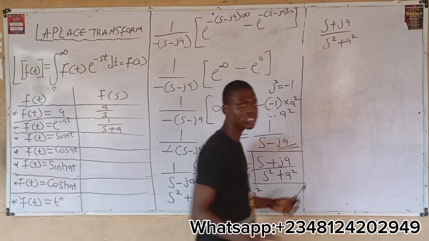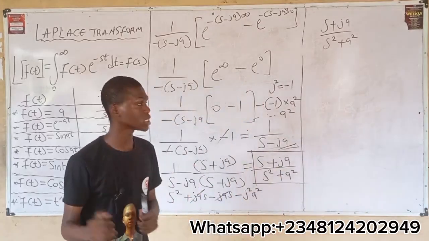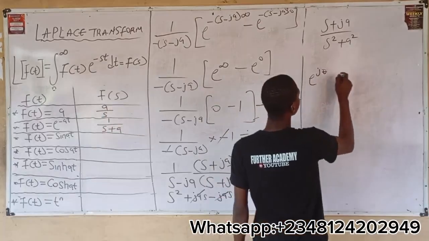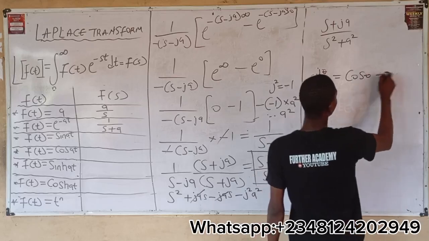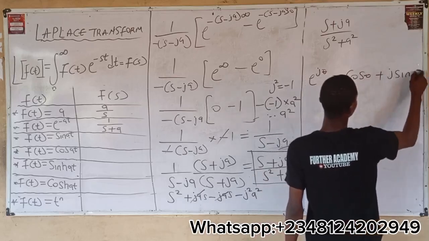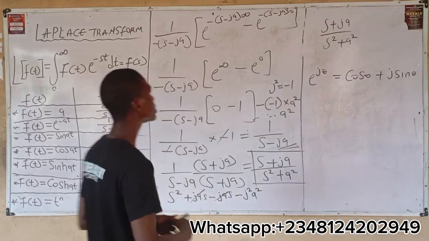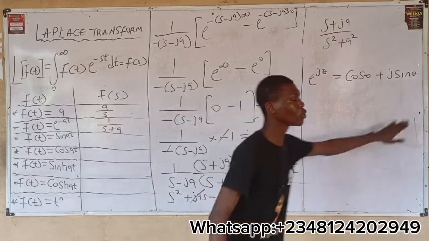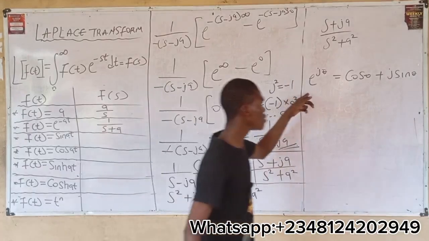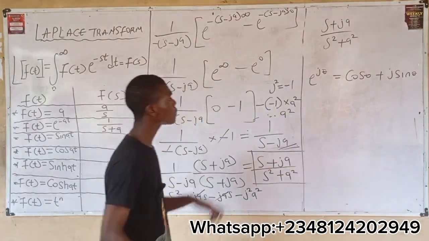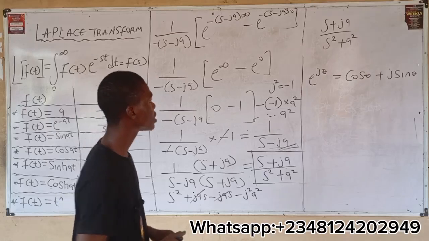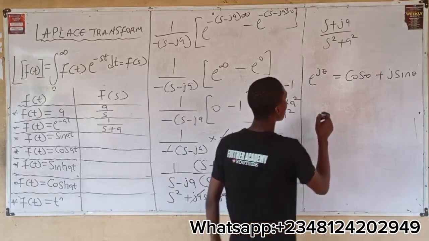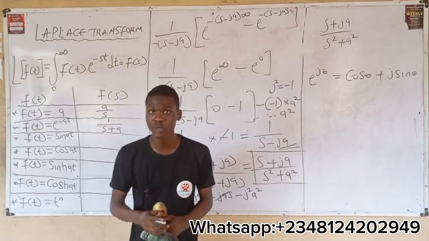Alright, up to this level, what we just need to do is to recall what we started with. Initially, we said exponential j theta is equal to cos theta plus j sine theta, right? This is what we started with. This is the basis of our substitution. So we are going back to this very equation 1 that we started with. Alright, now up to this level, we are doing comparison.